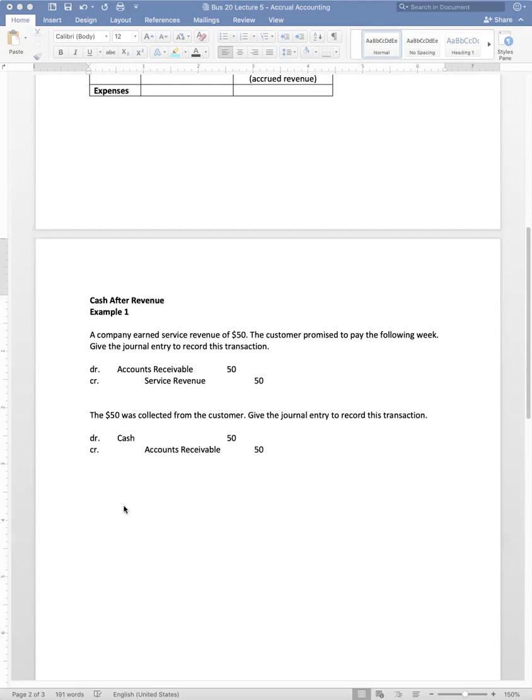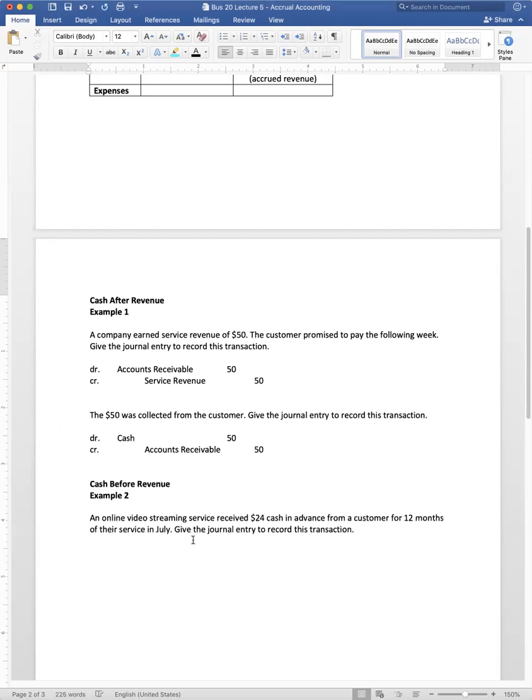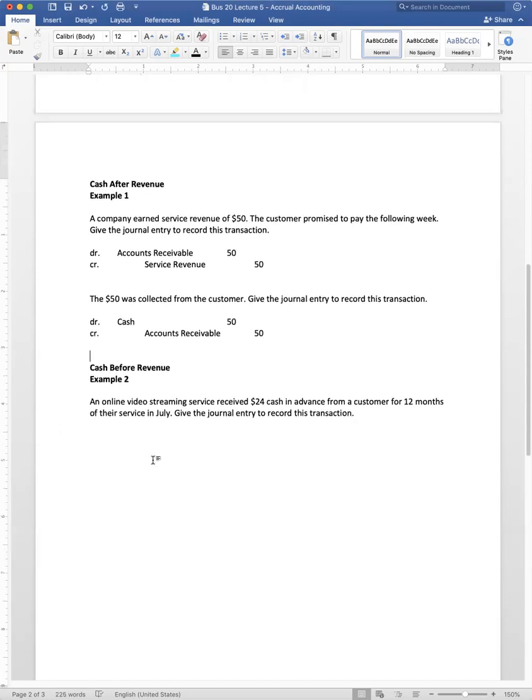All right, so let's use that video streaming example and look at example 2. An online video streaming service received $24 cash in advance from a customer for 12 months of their service in July. All right, so the customer pays $24 in advance for our service. So let's do this from the company's point of view. What's one thing that's going to be in the entry? Well, obviously, cash. They're receiving cash, so they're going to increase or debit cash.